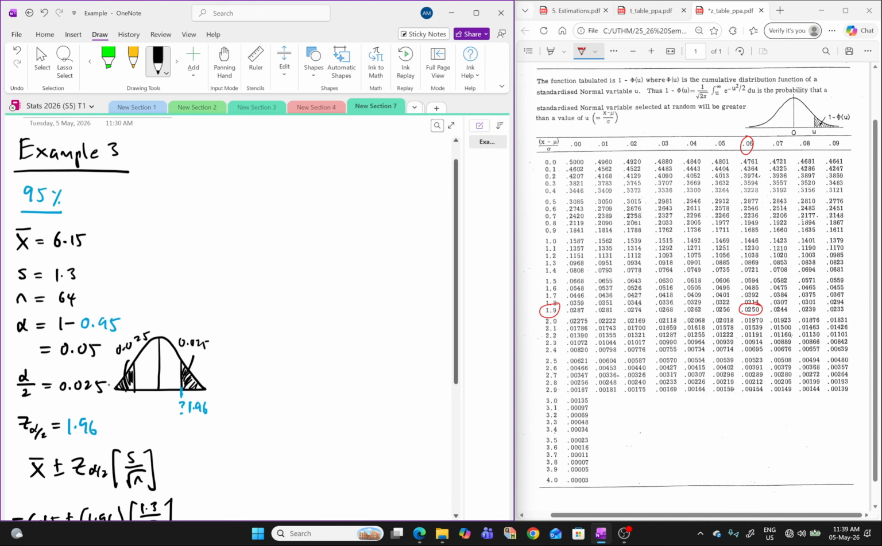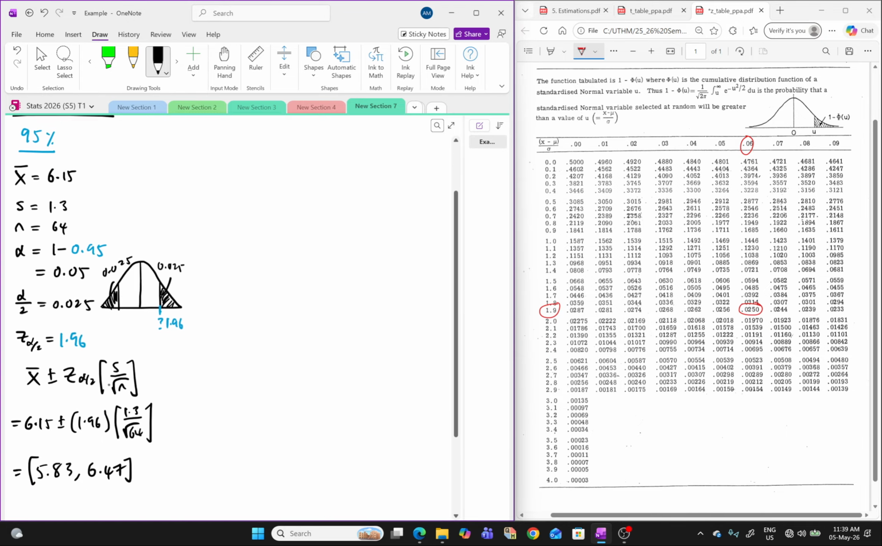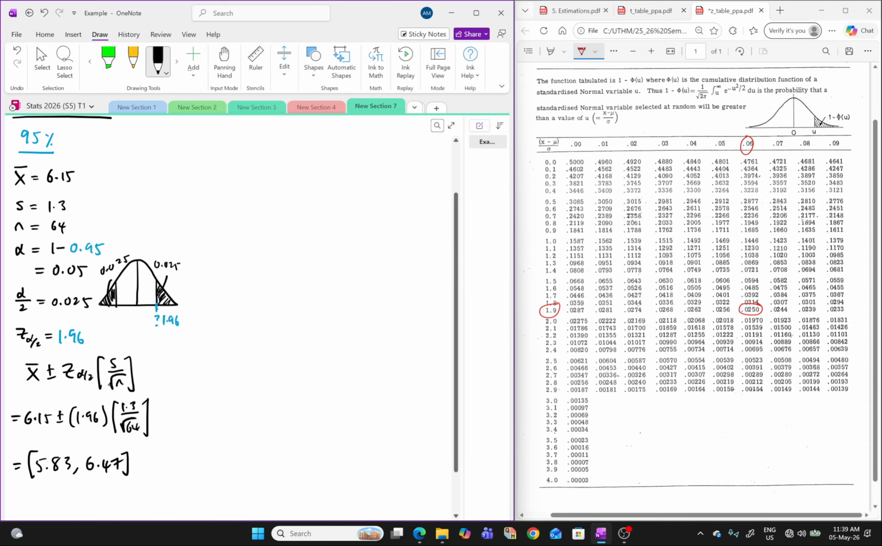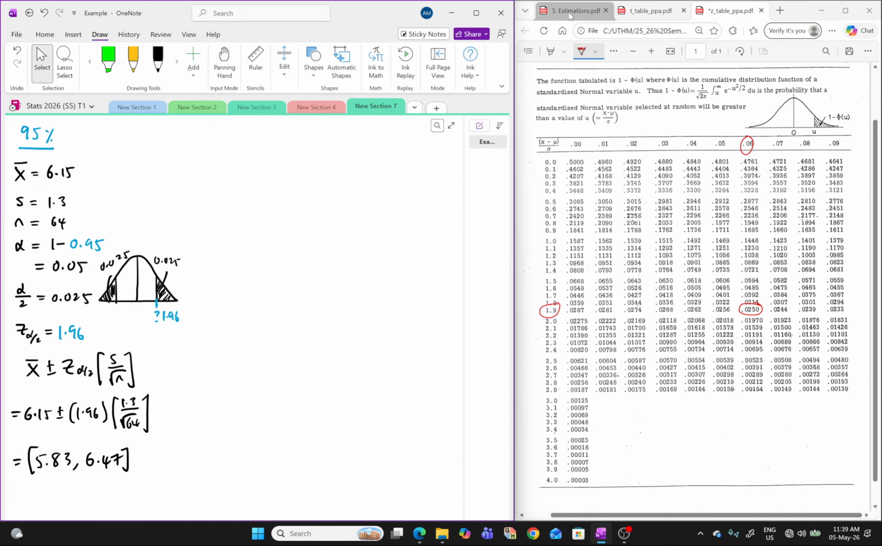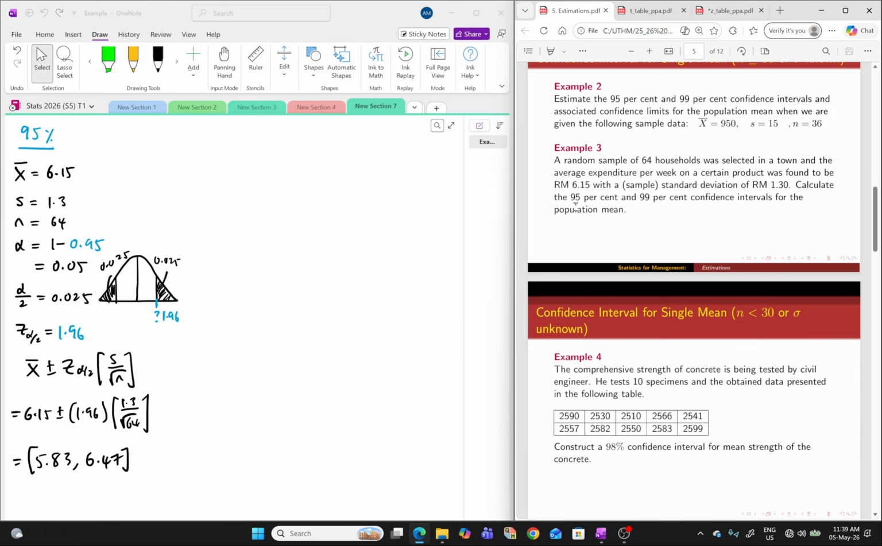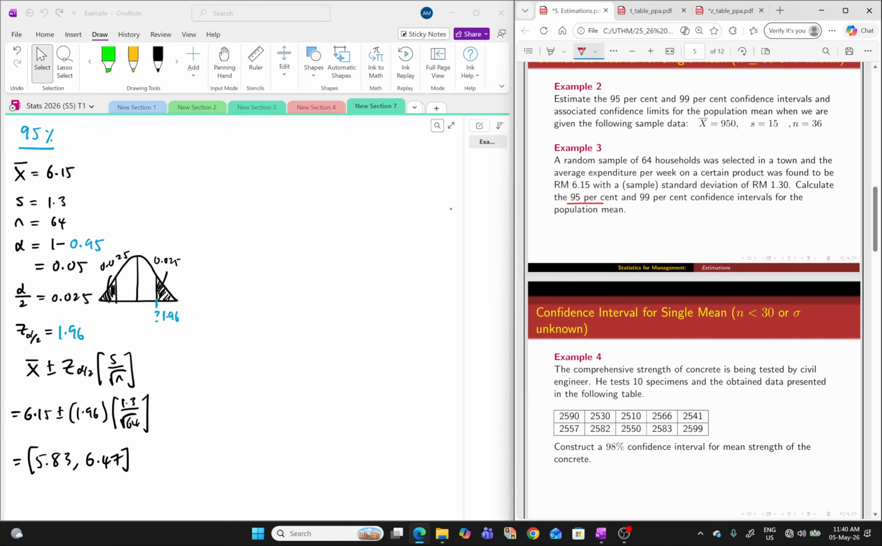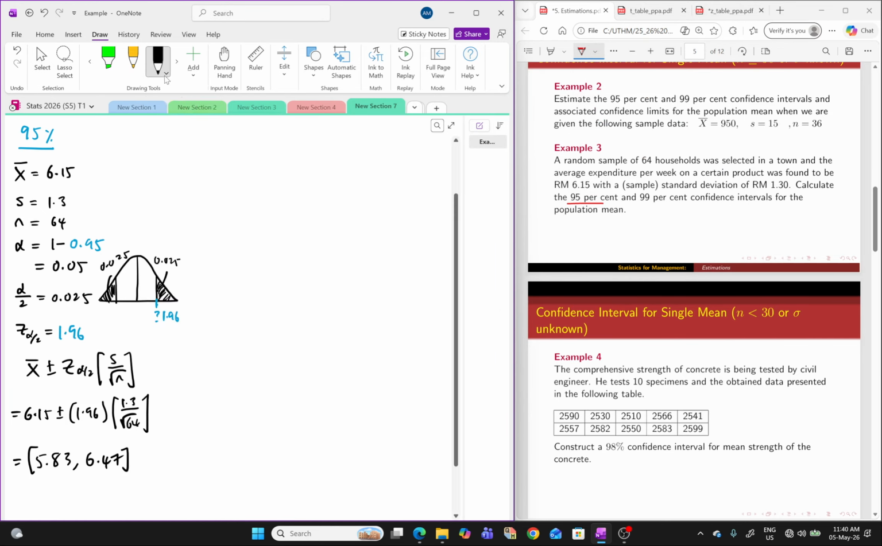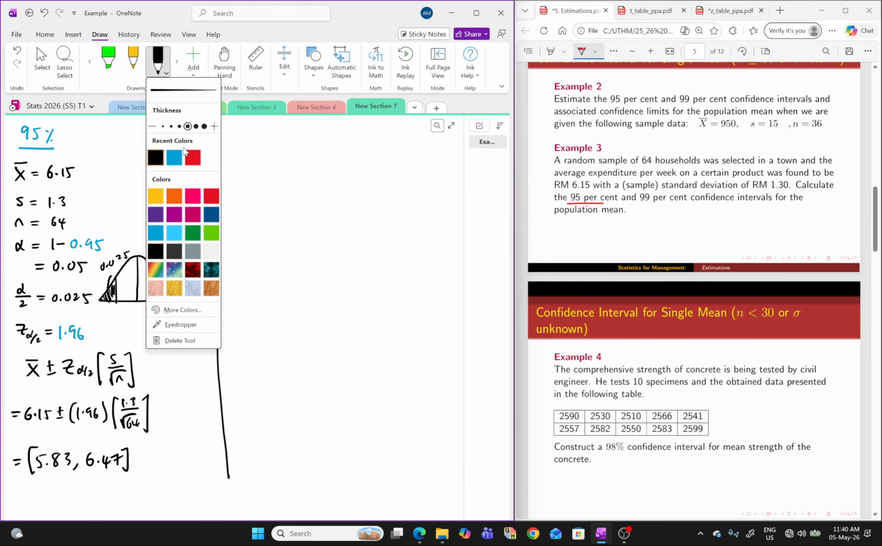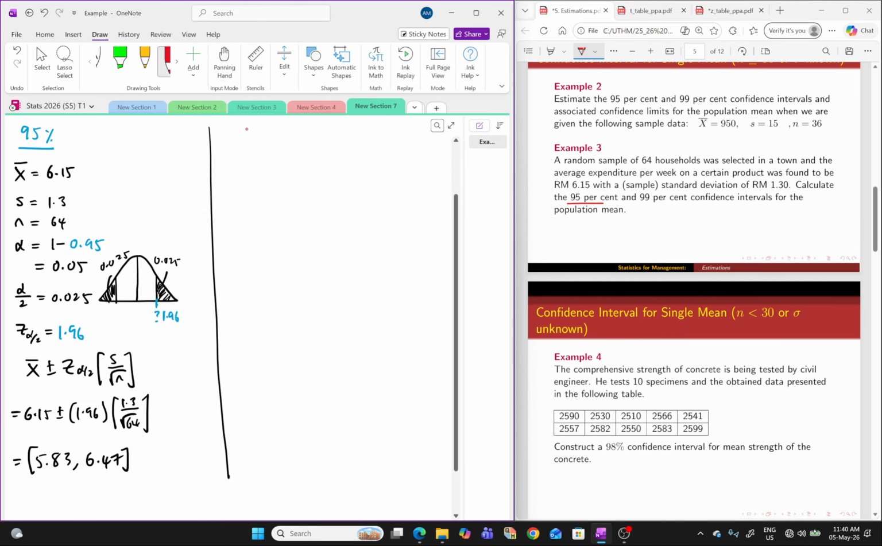Alright, this is for 95. The question also there is, just now we did for 95 percent, now we are doing for 99. For 99, the mean and S and n are the same thing.